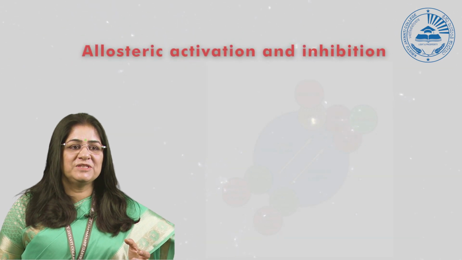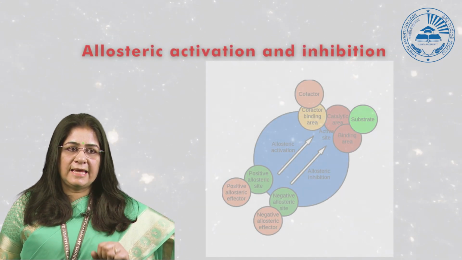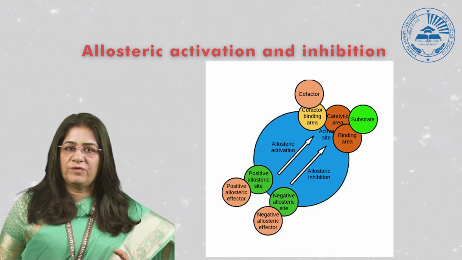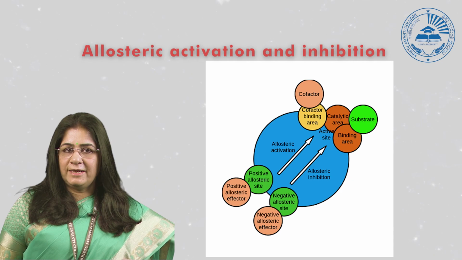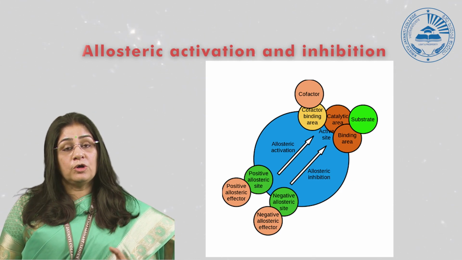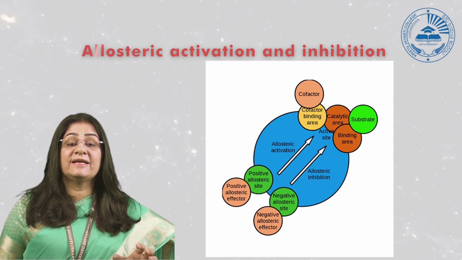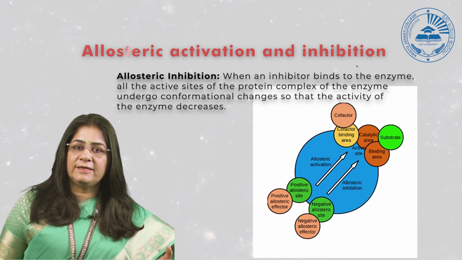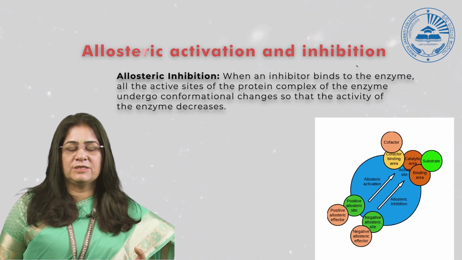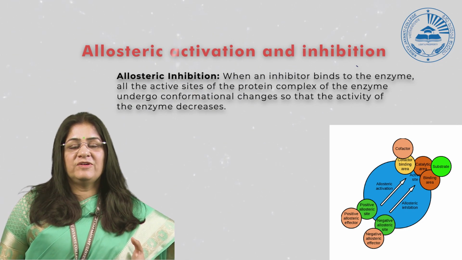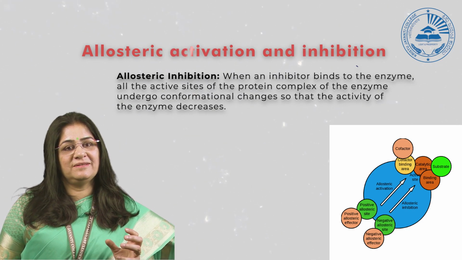This is a classic example of allosteric activation and inhibition. You can see that the blue color is the enzyme. On the top side, you have the cofactor binding area, the substrate binding area and the catalytic area, which is what is called the active site. On the other side, you can see the site which is called the allosteric site. There, both an activator and an inhibitor can bind. When an activator binds, you activate the enzyme, and when an inhibitor binds, you inhibit the enzyme.